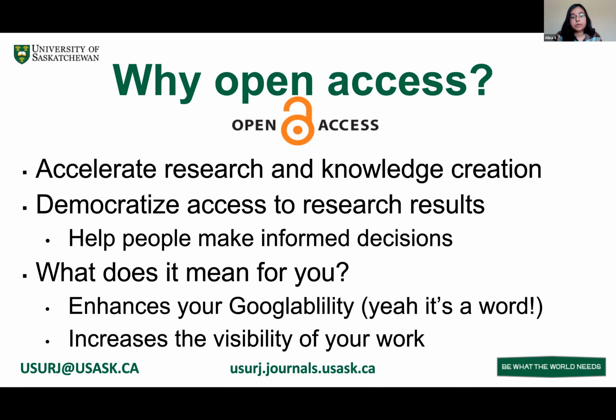So what does this mean for you? Well, if you choose to publish in an open access journal, it will enhance your Google ability. This means that it will increase the visibility of your work. More people are able to access your work, and as a result, your work will get cited more often. In fact, it's found that open access papers are in fact cited more often. So open access is a great choice.